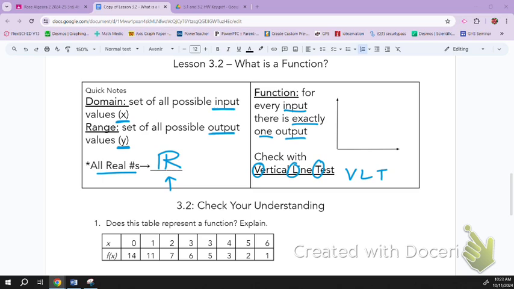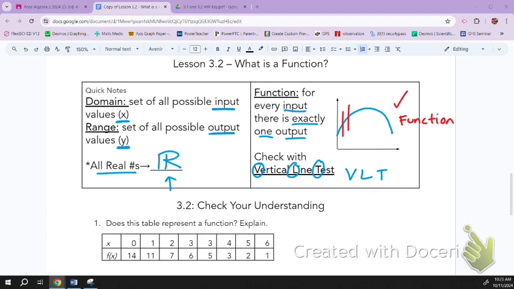Let's say I sketch this graph. The vertical line test is where I hold my pencil and I move it through my graph, and my graph is only touching my pencil one time. Did we see that? It's important that we see that. I'm going to move my pencil through my graph, and it's only touching the graph one time. So it passes my vertical line test, which means this would be a function. It is a function.